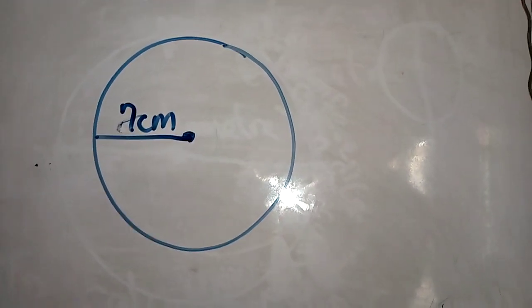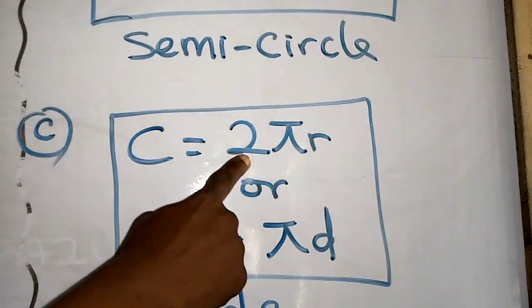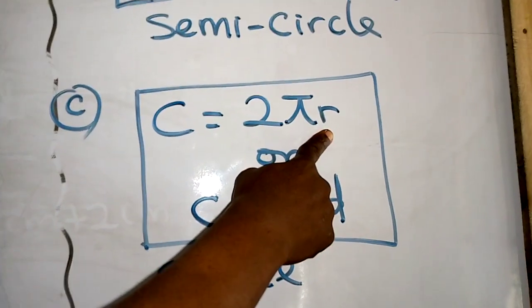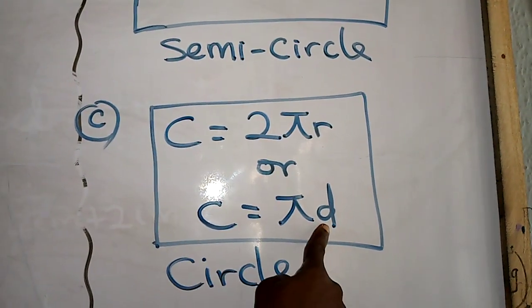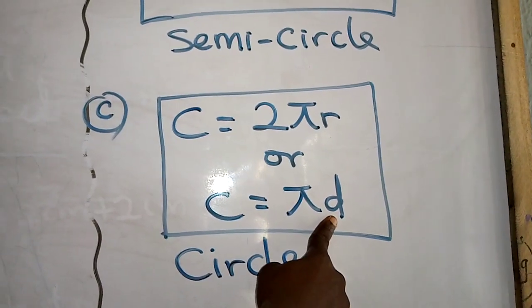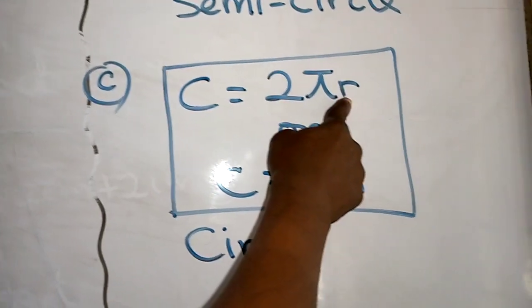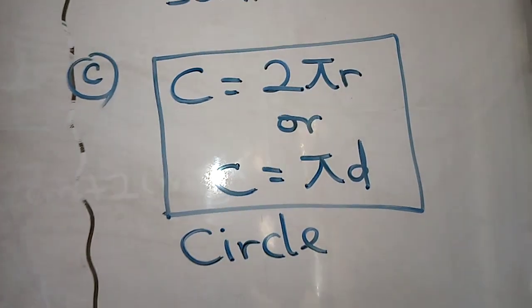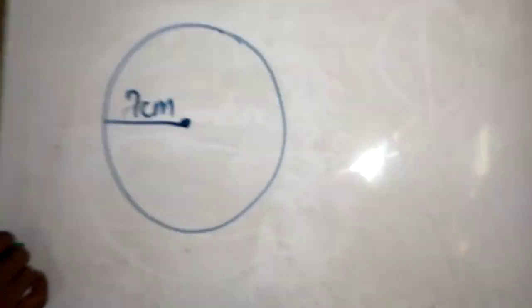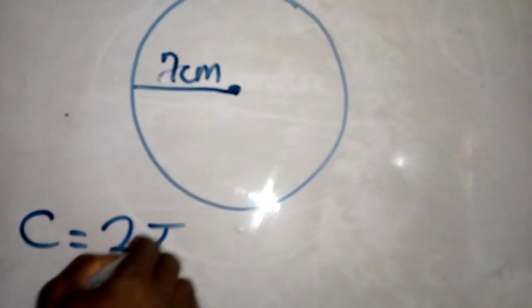Now don't forget that we have two formulas to find the circumference of the circle. One, the circumference is equal to 2 pi r if we are given the radius. Alternatively, if we are given the diameter, we use the other. But for the question we are treating, we are given only the radius, not the diameter. So we are going to make use of this formula. Our circumference will now be 2 pi r.